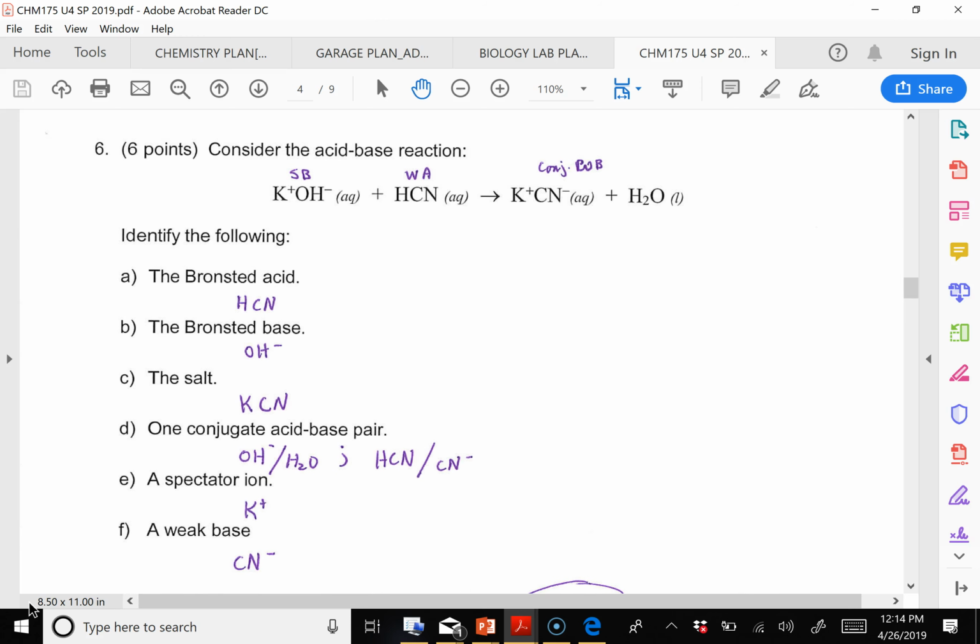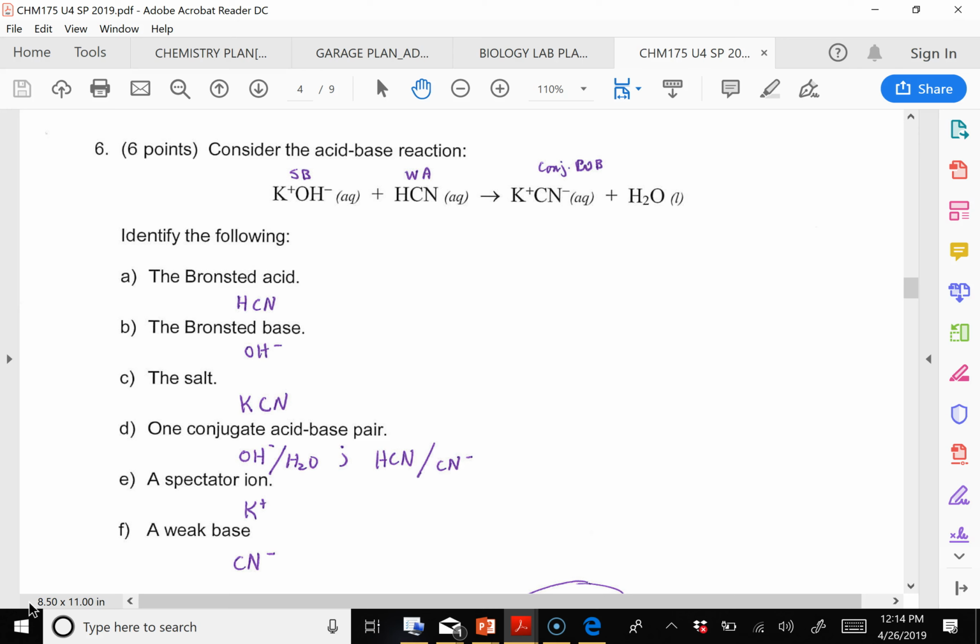So now this one, KOH is a strong base. HCN is a weak acid. And so, some questions. It goes to form KCN and H2O.